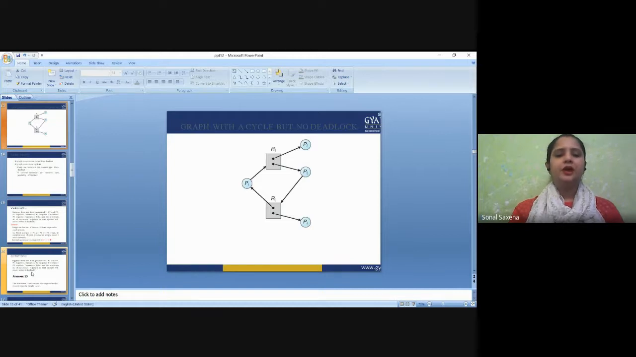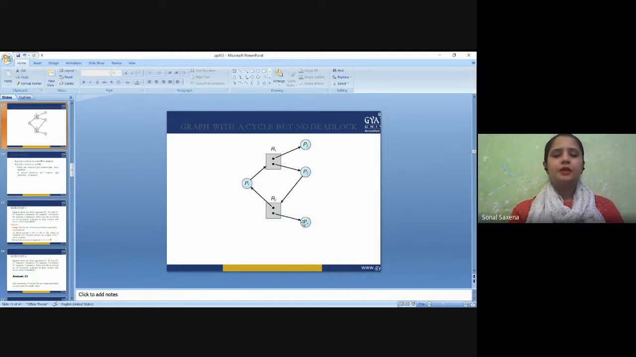Now here your graph has a cycle, but there is no deadlock. How? There is a process P1 which has already been assigned one instance of the R2 resource, and it is requesting the R1 resource. This R1 resource has two instances, which are given to P2 and P3. P3 is already assigned R1 and is requesting R2, and at the same time there is a process P4 which is already assigned R2. So why is there no deadlock?